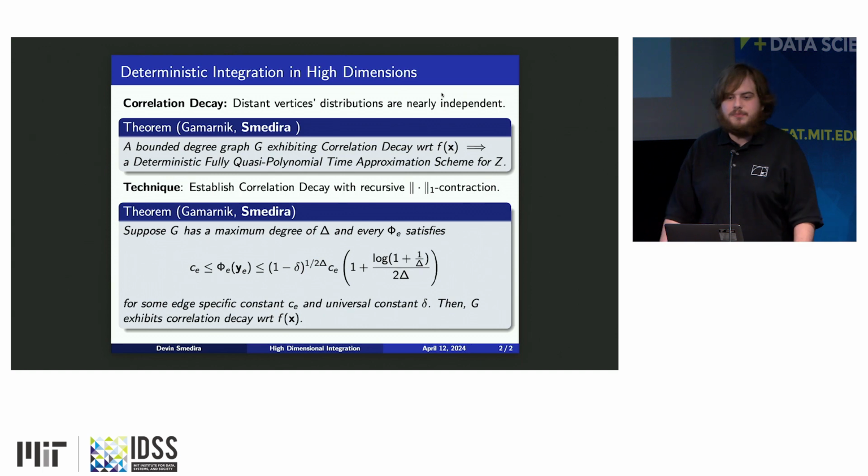Specifically, as long as the potential functions vary in a range proportional to 1 over the degree of the graph squared, which is what we're capturing in this formula, we're able to compute directly the value of this integral in a deterministic manner.